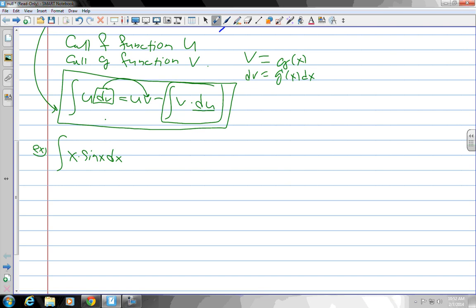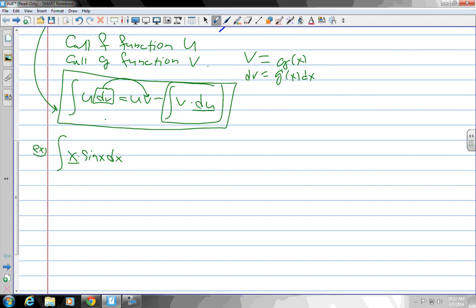You don't want this integral to be more complex than the original integral. What I mean by that: if I choose dv to be my x, then what is v? X squared over 2, right? And if I decide u to be sine, then du is easy, just cosine. So if I do that, I'll get x squared over 2 times cosine. Is that better for me? That's a more complex integral than I started with, right?